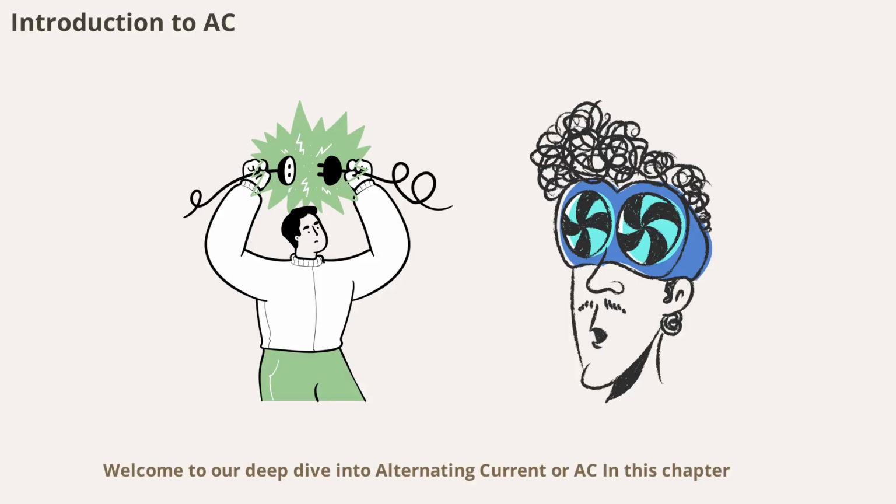Welcome to our deep dive into alternating current, or AC. In this chapter, we'll explore the essential concepts, formulas, and applications of AC, which is the backbone of modern electrical systems. From understanding what AC is, to learning about RMS and average values, phase differences, and the behavior of AC in different circuit elements, we'll break down each topic step by step.